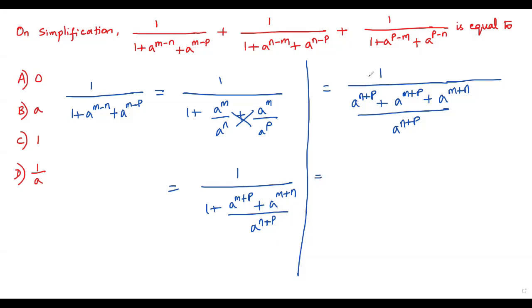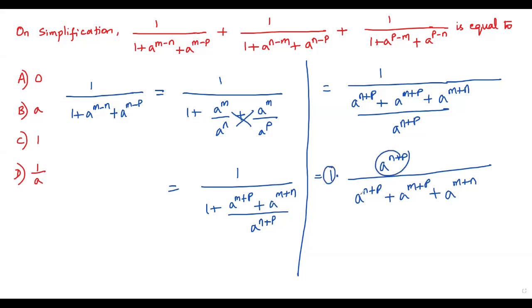Now I'm going to keep this numerator 1 as it is and change this division to multiplication. When I change this division to multiplication, I have to take the reciprocal of this fraction. Then I get a to the power of n plus p all divided by a to the power of n plus p plus a to the power of m plus p plus a to the power of m plus n. Now we can multiply this 1 and this term a to the power of n plus p. Then I get a to the power of n plus p. Let me write it in the numerator.